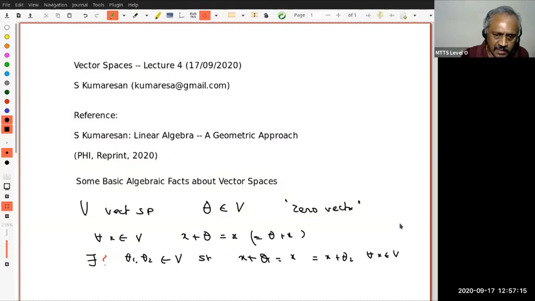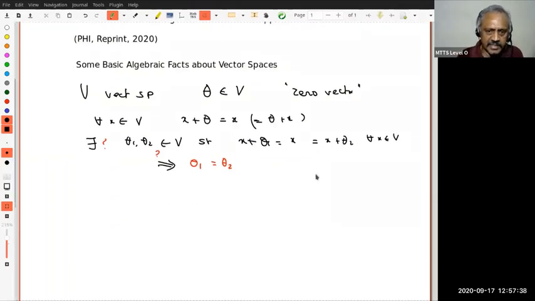What does it mean then? For every x, if x plus theta 1 equals x plus theta 2, then I want to know whether theta 1 equals theta 2. This is what we want to know. Then I call such a theta unique. This is known as the uniqueness of the additive identity. Theta is called the additive identity. If you prove this, it is called the uniqueness of the additive identity.